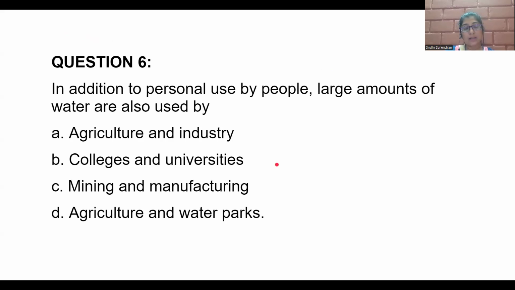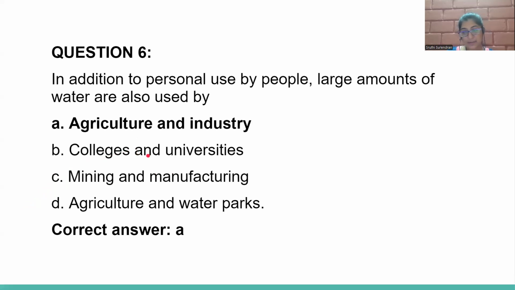So here they asked us, apart from this personal use of water by people, a huge amount of water is also used in what sector, whether it is the agricultural and industrial sector, colleges and universities, mining and manufacture, or agricultural water parks. So the correct answer for this is agricultural and industry.